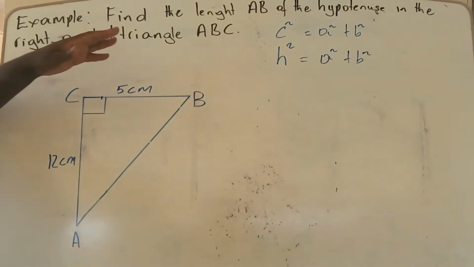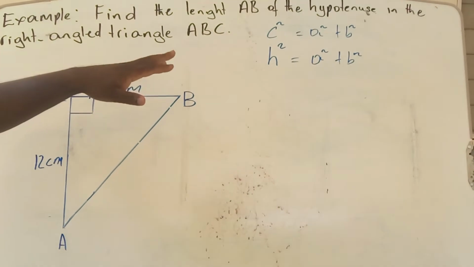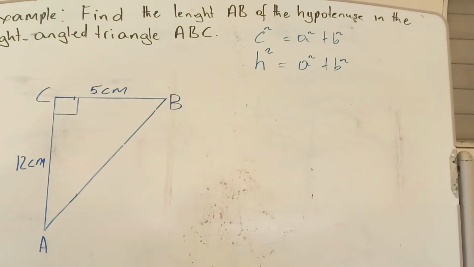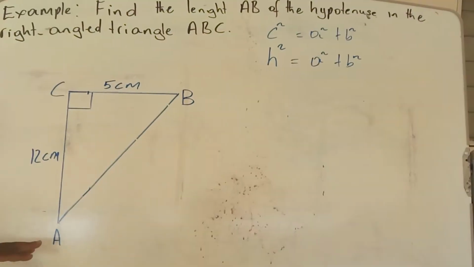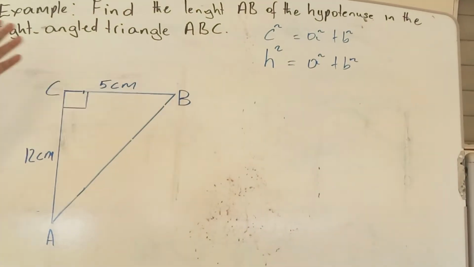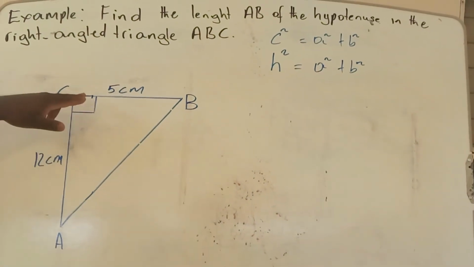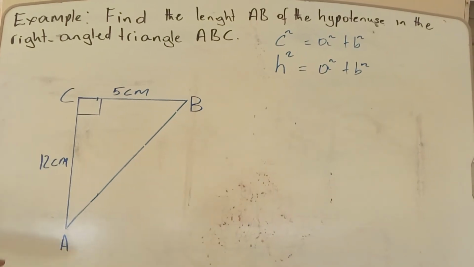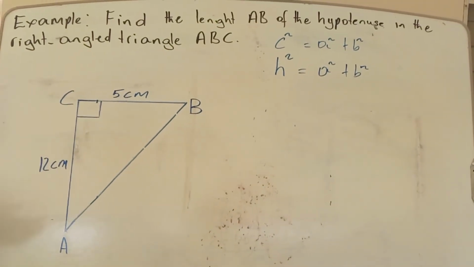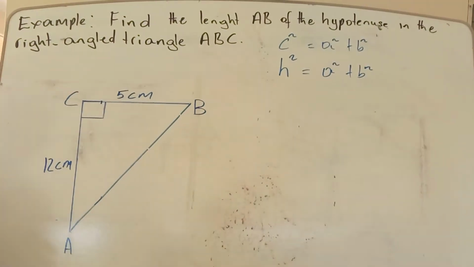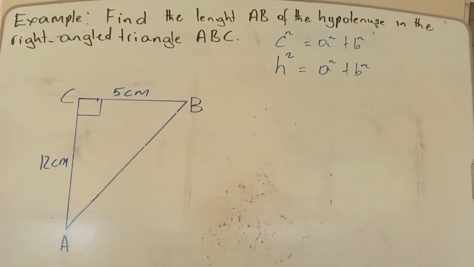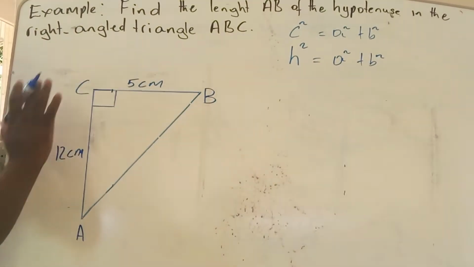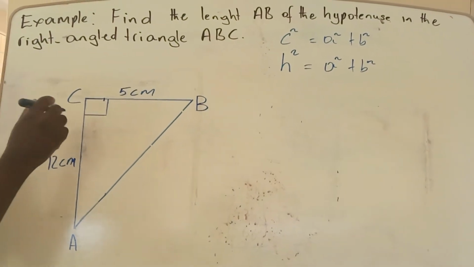It says, find the length of AB, the hypotenuse, in the right angle triangle ABC. So here on the board we have a triangle, and this triangle is named ABC. Now, this is our 90 degrees. The box indicates that this is a right angle triangle. The first thing that we need to do before we even think about solving for AB is to know which side is actually our hypotenuse. Now we know the hypotenuse is the longest side on the triangle, and also opposite from the right angle.